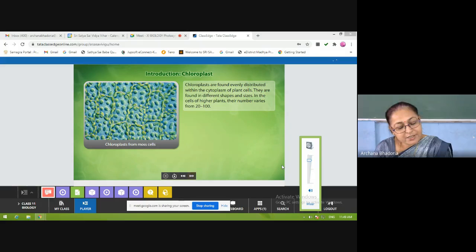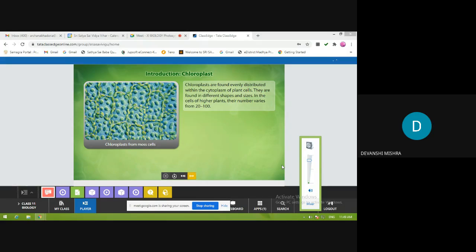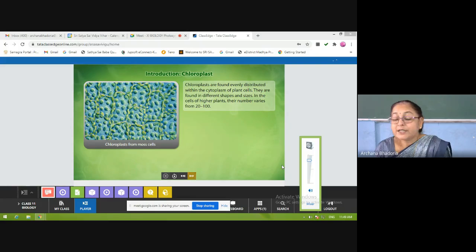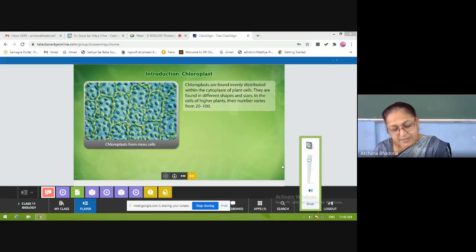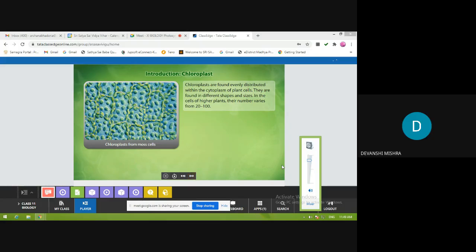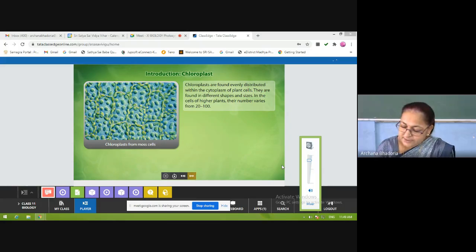And during dark reaction, what will happen, Devanshi? Ma'am, in which? In the dark reaction, what will happen? In dark reaction, the reduction of CO2 will occur. And then what will be formed ultimately? C6H12O6, that is the glucose molecule will be formed. So I hope this much is very clear to each and every student listening. Yes or no?